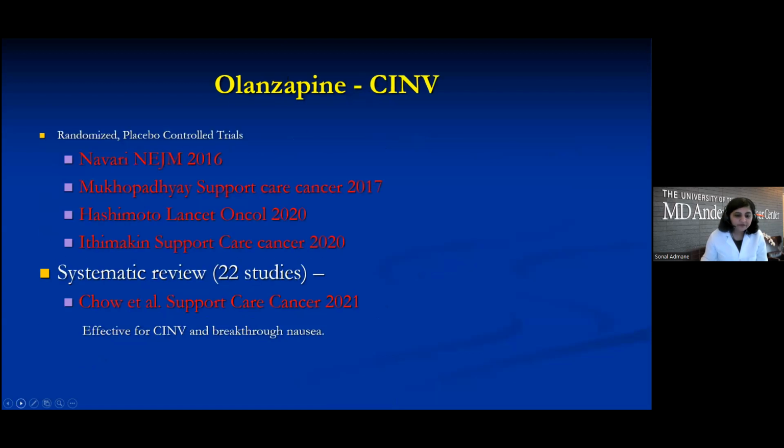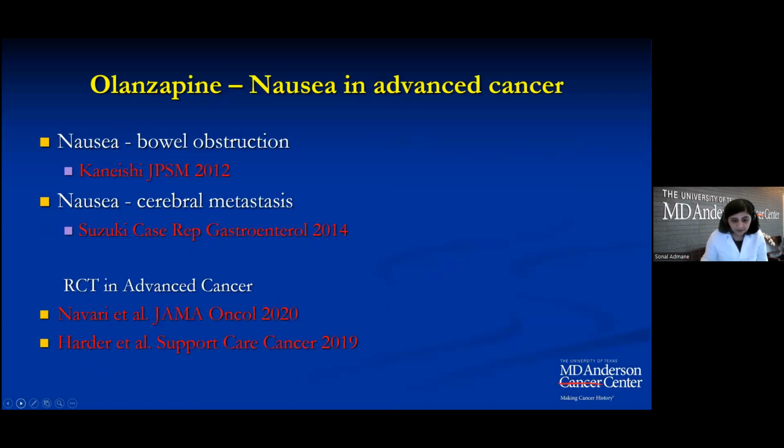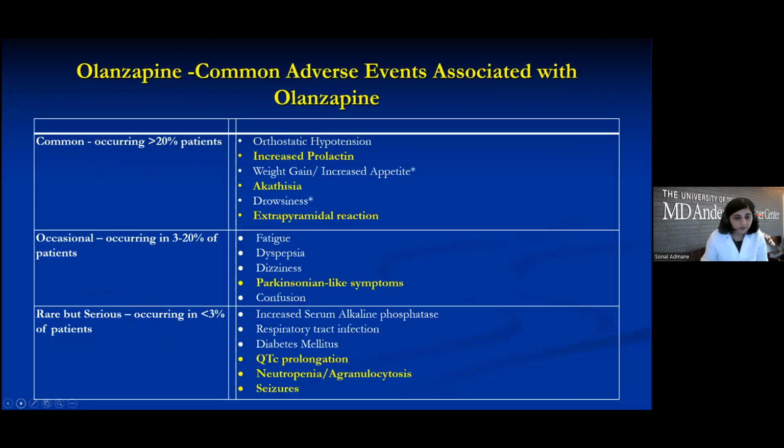So these are some of the studies, and as you can see, there's plenty of data available from really high quality randomized control trials and systematic reviews of RCTs, which has shown a benefit of olanzapine both as a first line drug and also for breakthrough nausea. And even in the absence of chemotherapy induced nausea and vomiting, there is benefit of using olanzapine.